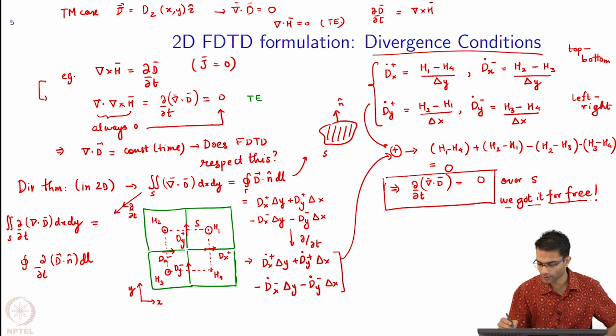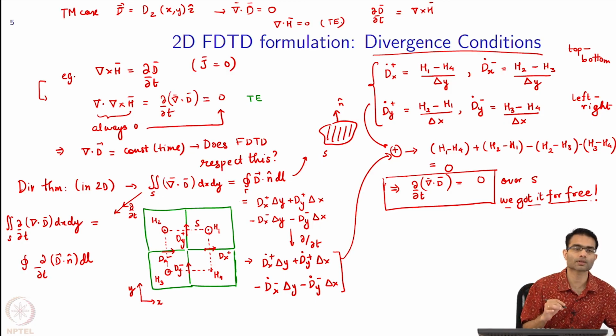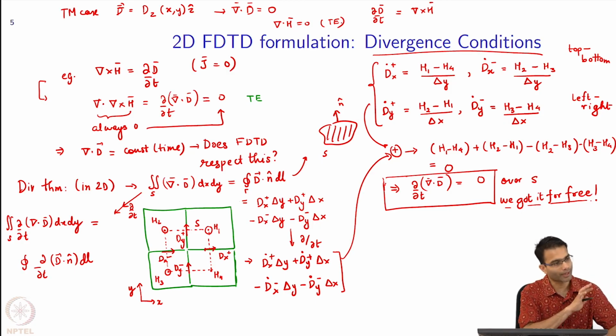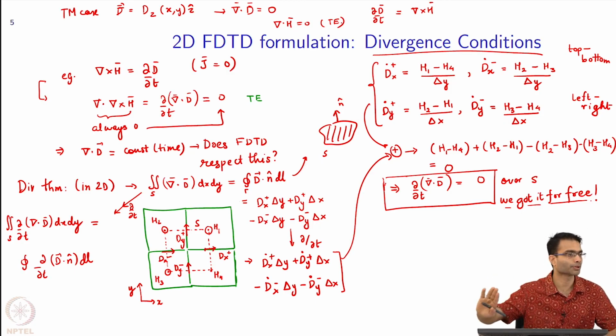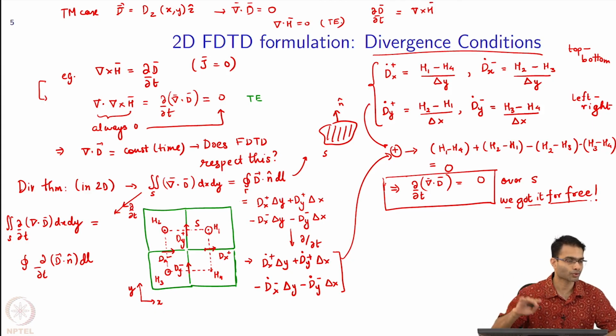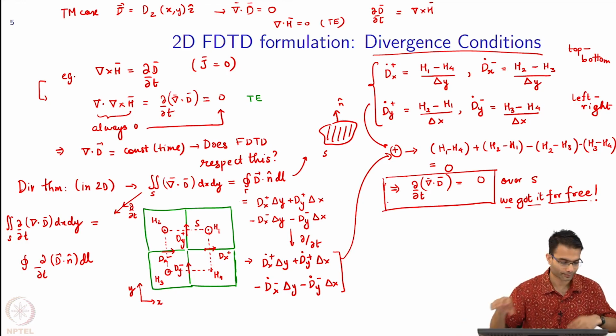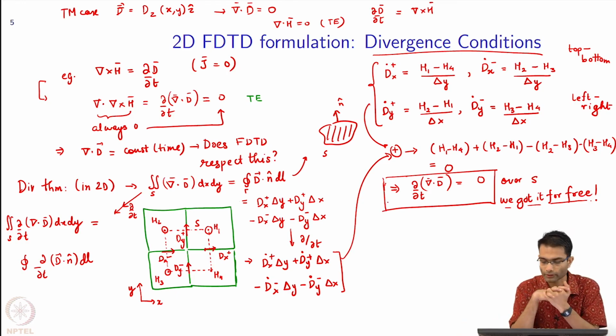Okay, so in other words, the final line is that if divergence starts out as 0, my FDTD scheme guarantees that it remains 0 throughout the simulation. Okay, there is no accumulation of error on that account. As I said, we just got it for free. Okay, so we'll close this discussion now, and next we'll look at numerical analysis of FDTD.